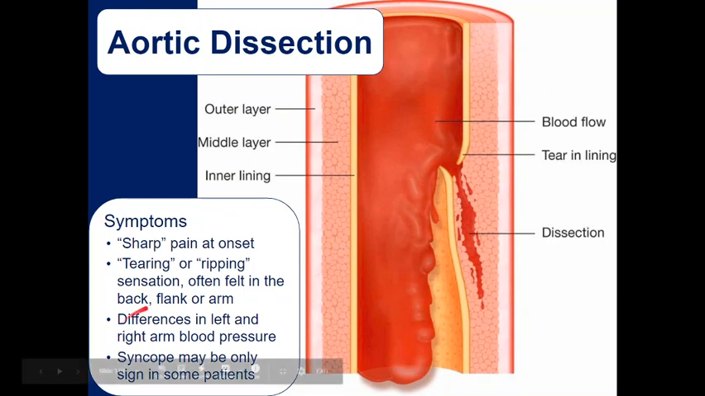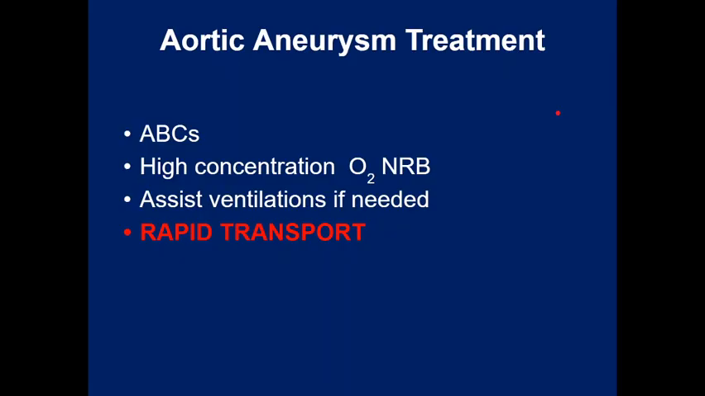If it's affecting different vessels, you may have differential blood pressures. So if you suspect a dissection, check blood pressures on both arms. However, that's only present in a minority of patients. But if you see it, it could be suggestive of a dissection. All right. And then you may have syncope as the only symptom. So that could be concerning.